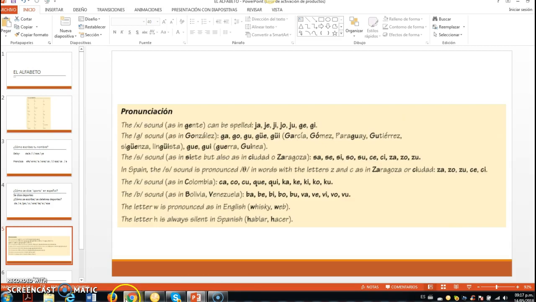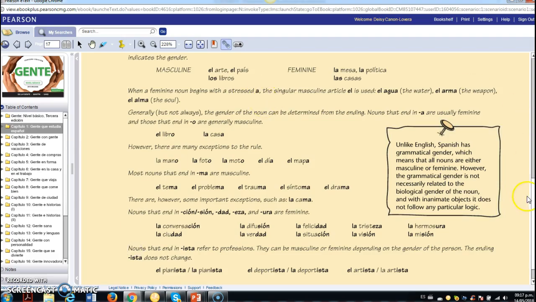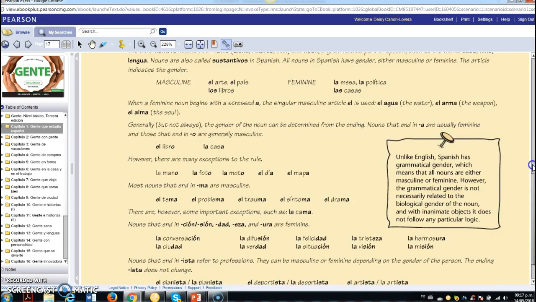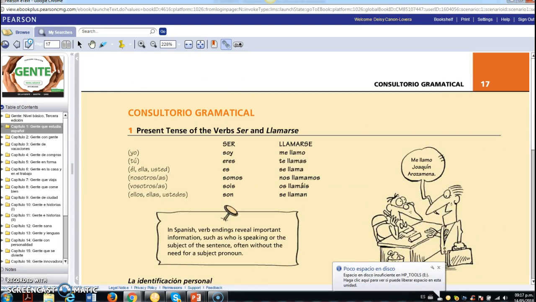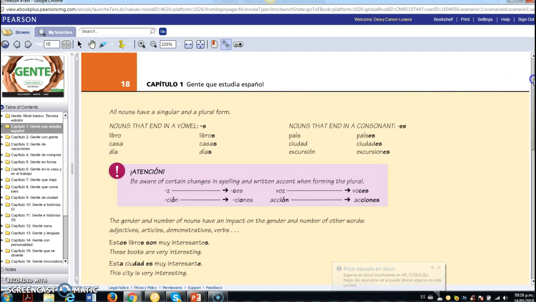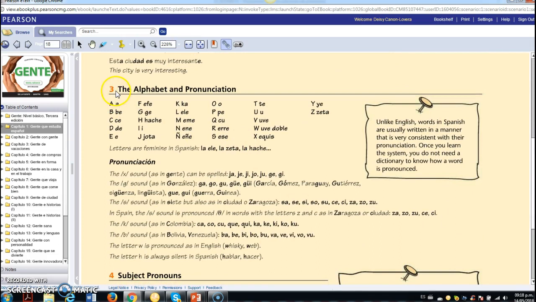So, it is important that you pay attention to these rules to pronounce, or produce some sounds in Spanish. When you go to your consultorio gramatical, en la página, on page 18, van a encontrar el alfabeto y la pronunciación, and you will find these rules, okay? So, please pay attention to these rules. That is really important when we are going to pronounce some words in Spanish. Okay? So, you will have some assignments, extra activities, where you will have to spell words and pronounce words in Spanish taking into account these rules, okay?